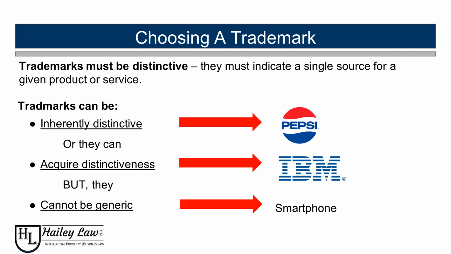Now, generic. There is no protection for generic marks. You cannot get a registered trademark if the mark is generic. For example, smartphone. And the goods are selling cell phones. Therefore, there's no protection for that.